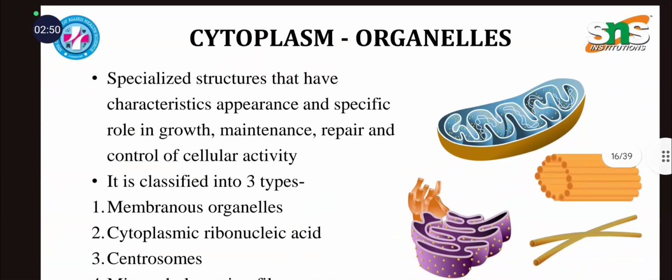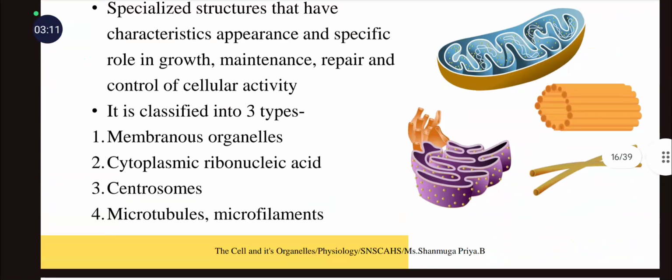Cytoplasmic organelles are specialized structures that have characteristic appearance and specific roles in growth, maintenance, repair, and control of cellular activity. They are classified into three types: membranous organelles, non-membranous organelles such as ribosomes, centrosomes, and microtubules and microfilaments. These microtubules and microfilaments are examples of cytoskeleton. Cytoskeleton refers to the structures that hold the particles in the cell. Cyto means cell and skeleton means giving support.